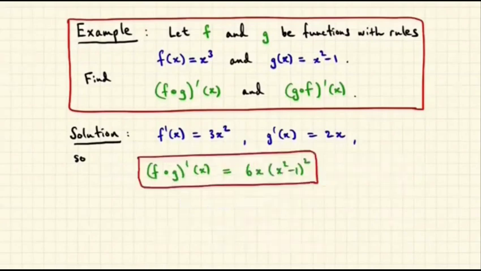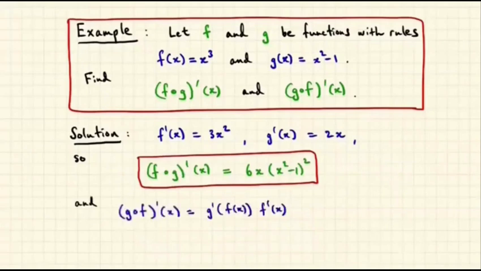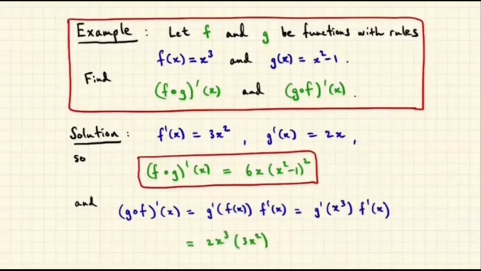On the other hand, applying the chain rule to these functions but composing in the other order, we have (g circle f)' of x, the derivative of the composite of g and f, equals g dash of f of x times f dash of x, which becomes g dash of x cubed times f dash of x, which is 2x cubed times 3x squared, which simplifies to 6x to the fifth, and this solves the problem.